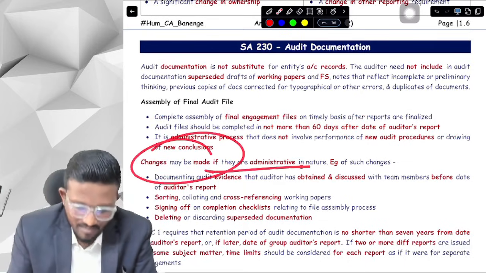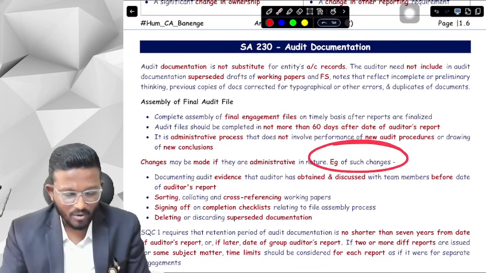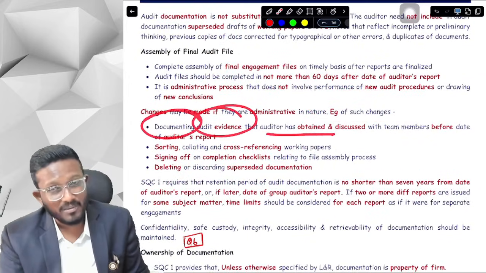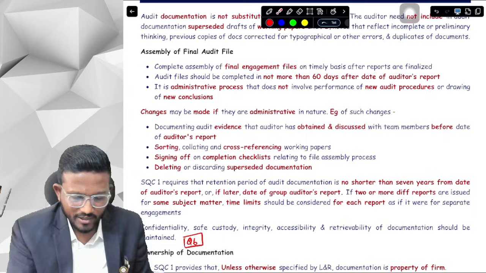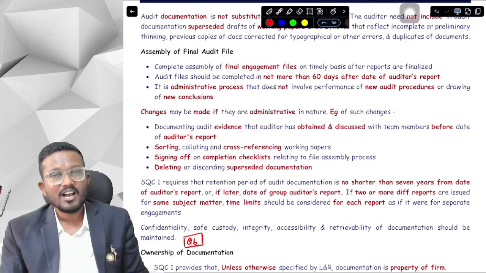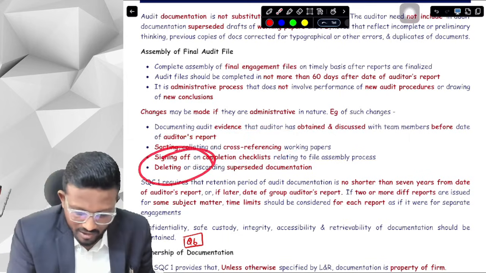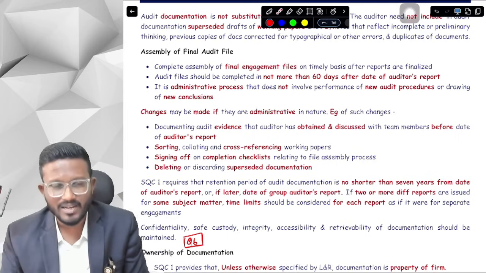However, changes can be made if they are administrative in nature. What are examples of such changes, sir? First, documenting audit evidence that you have obtained and already discussed with the team members before the date of auditor's report. Sorting, collating and cross-referencing of working papers. Signing off on the completion checklist in relation to the file assembly process. Deleting or discarding superseded documentation. You can make these four changes while assembling the final audit file.